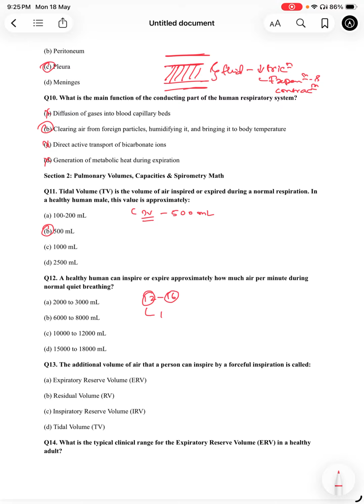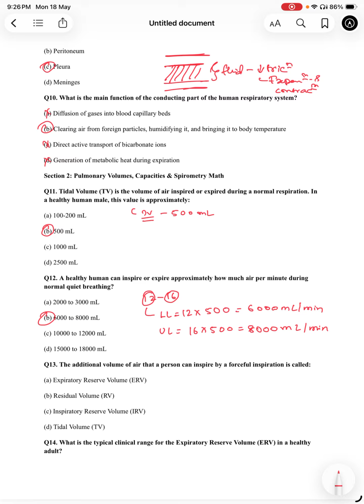So for the lower limit we do 12 into 500. 500 is the tidal volume. So 6000 ml per minute. Upper limit, how much? 16 into 500, 8000 ml per minute. Okay, so this is the answer.